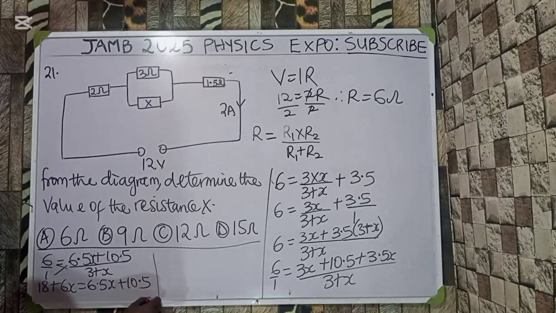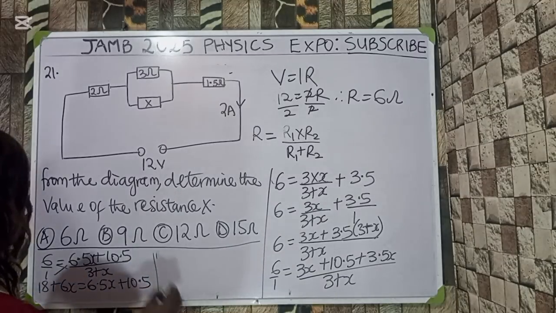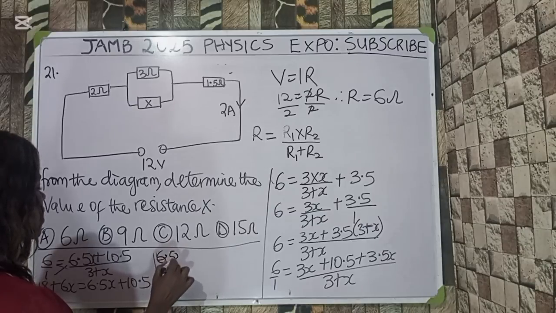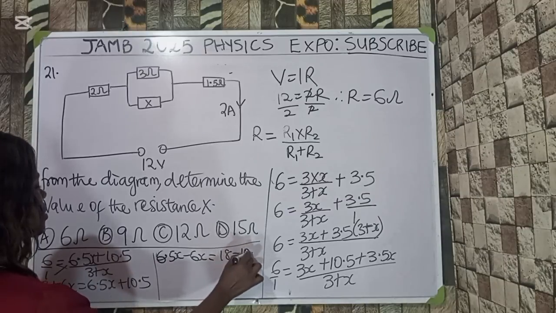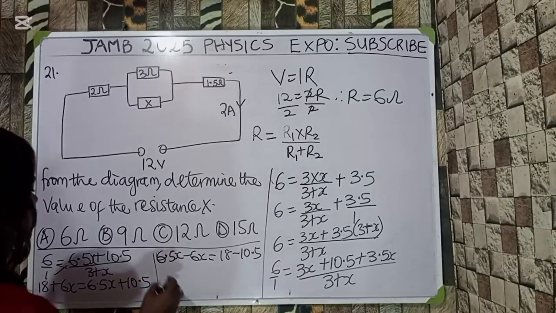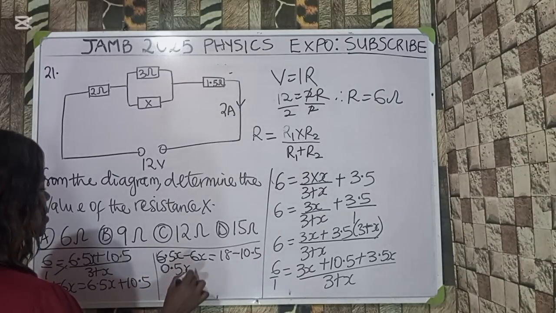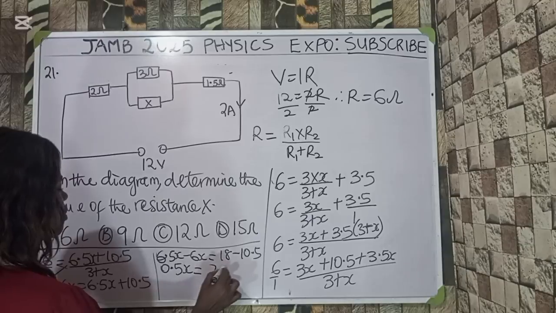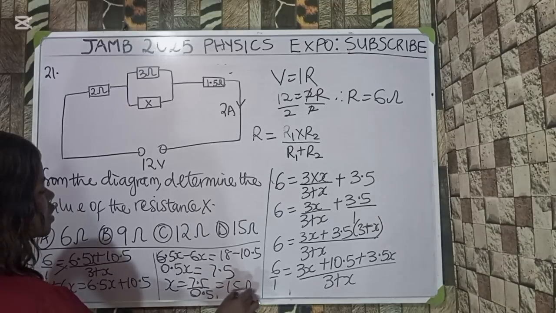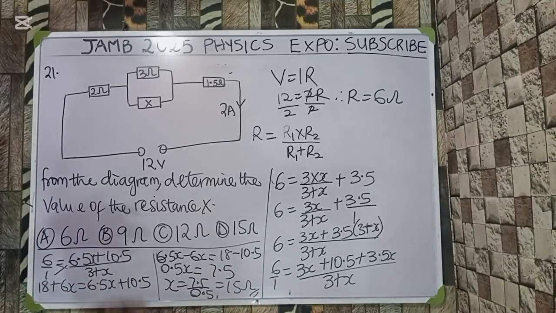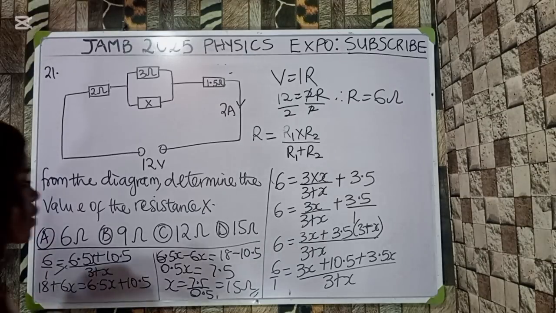If we want to collect like terms, what do we have? This crosses over to this side. Why does this cross over to this side, okay? Now this is equal to what? 6.5x minus 6x is equal to 18 minus 10.5. So this is 0.5x is equal to 7.5, right? Then x is equal to 7.5 over 0.5, which will give rise to 15 ohms, right? All these things I have to solve for you to understand how to solve this type of problem, okay? So the correct option is option D.